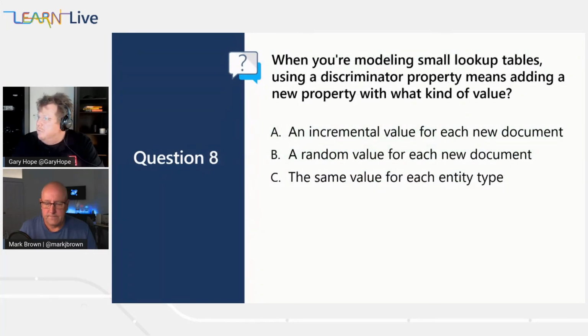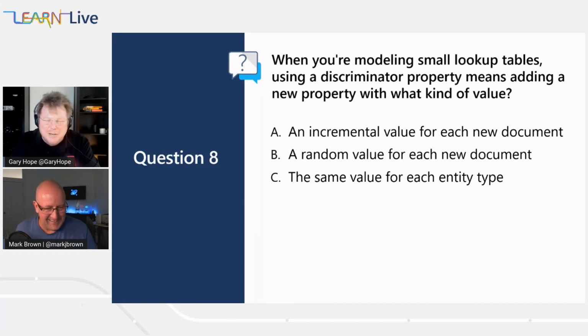When modeling your small lookup tables using a discriminator property like we just described, it means adding a new property with what kind of value? What is the value that we assign to that discriminator property? Well, let's see, you've got some choices here. We could go with an incremental value for each new document. That sounds terribly awful, I should say. So they'd each be in a different logical partition? Yeah, and a random value for each new document has got the same problem.